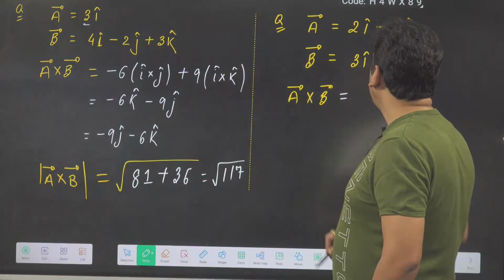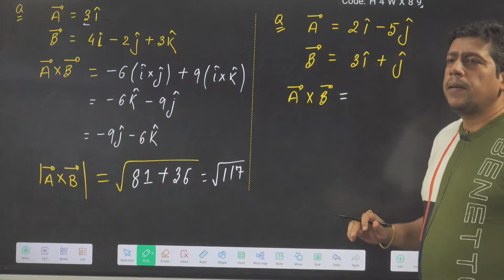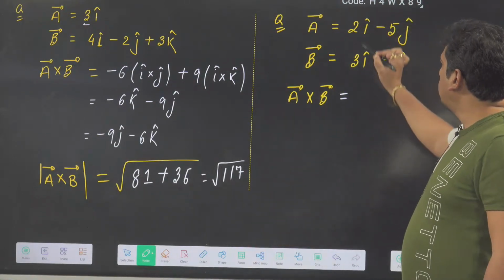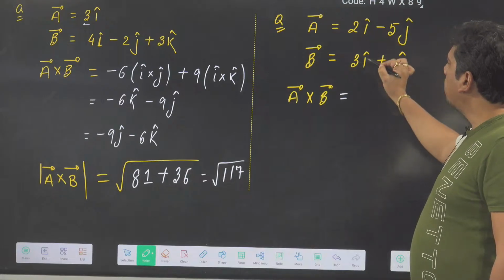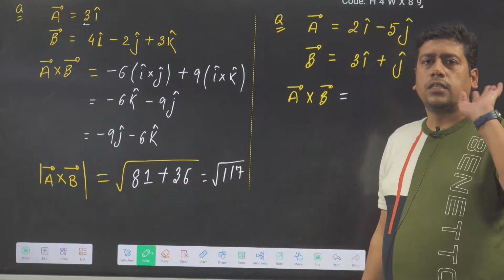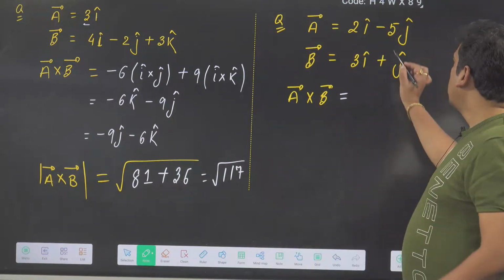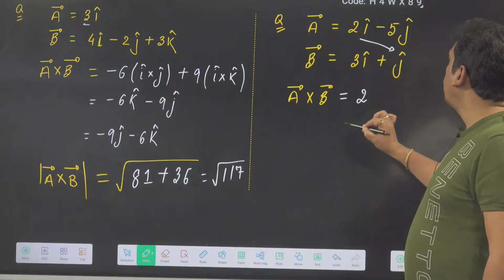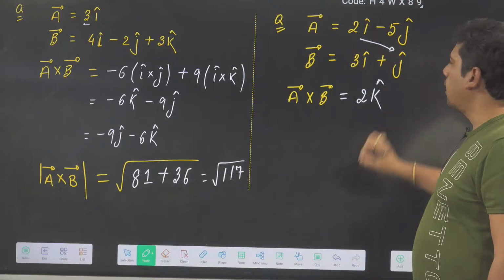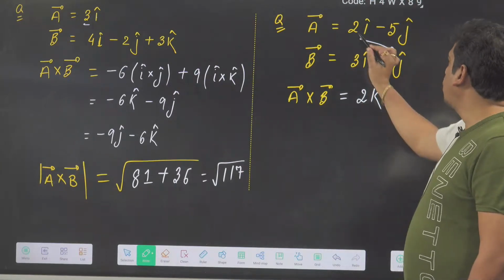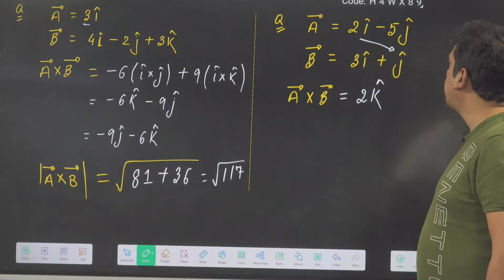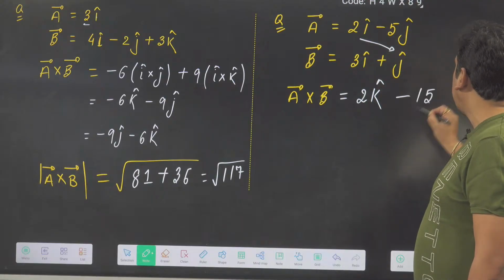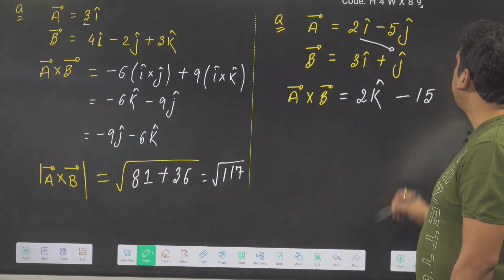चलो भाई, यहाँ देखते. So normal multiplication, how to multiply? First I will multiply 2 and 3, that is 6, but I cross I will be 0. Now multiply this one. 2 into 1, 2, and I cross j will be k. We will write it directly. Now minus 5 into 3 will be minus 15.